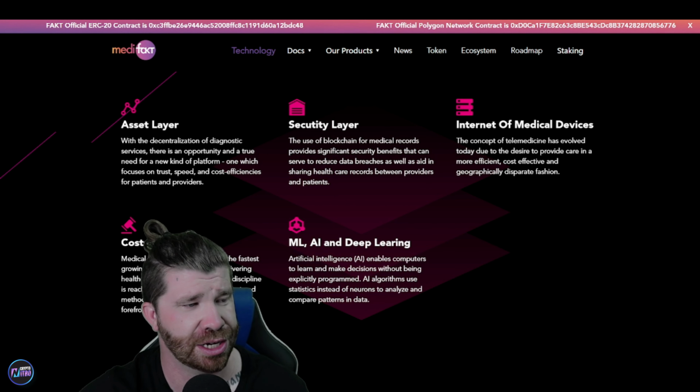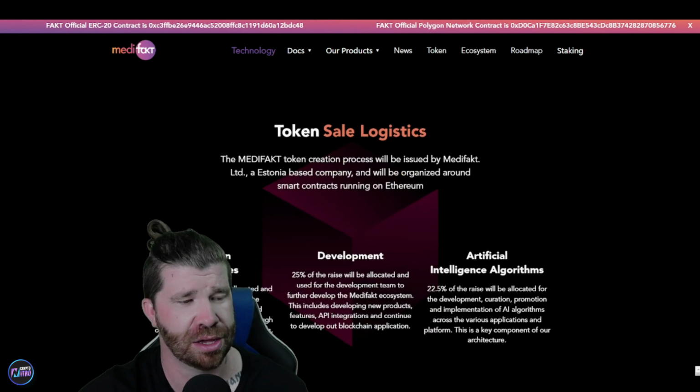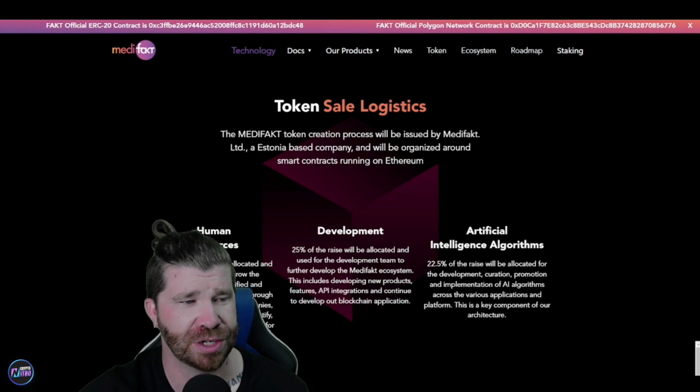Not only that, asset layer, right? Decentralization of diagnostic services. There is an opportunity and true need for a new kind of platform. One that focuses on trust, speed, and cost efficiencies. So I like that.